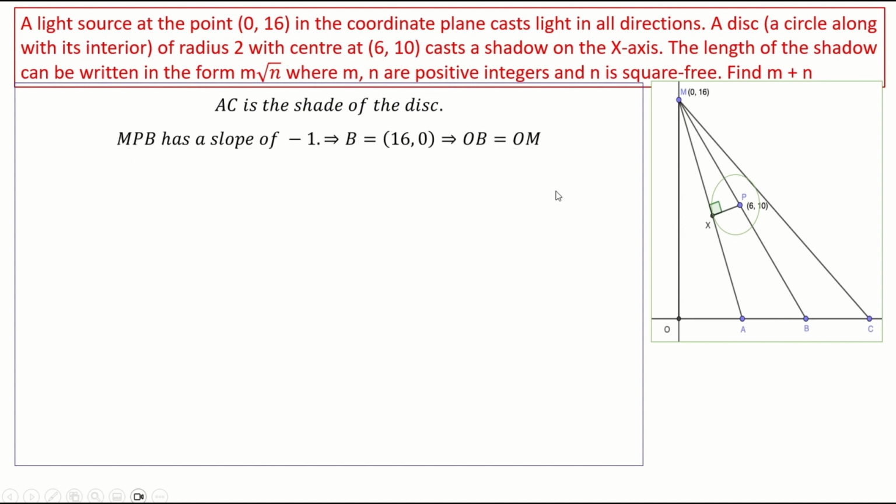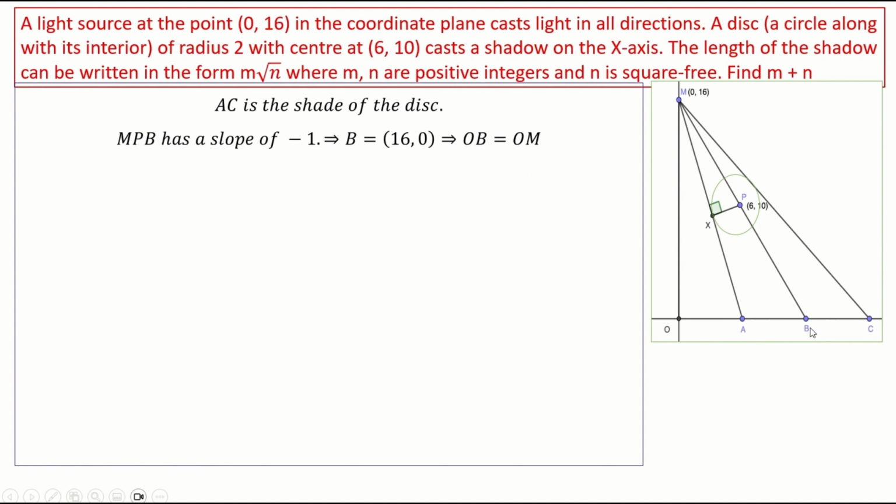MP has a slope of -1. Why? You have two points, M and P. Slope is y2 minus y1 by x2 minus x1. You substitute and you will get the slope as -1. The equation you will get is x plus y equals 16, so the line meets the x-axis at another point where x plus y is 16, that is 16, 0.